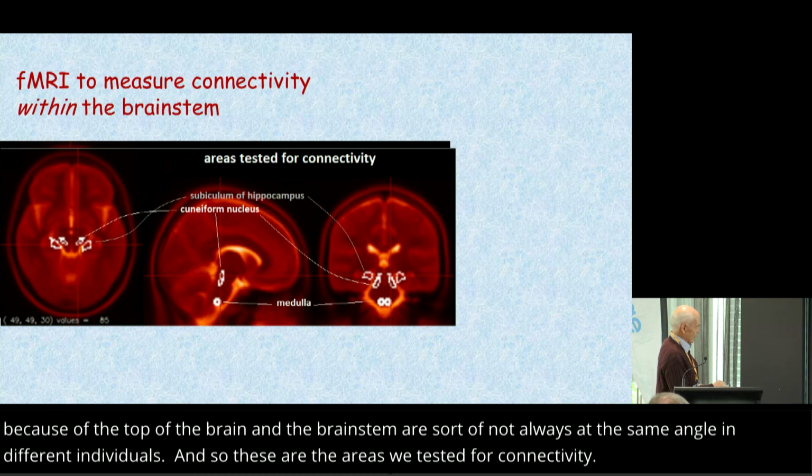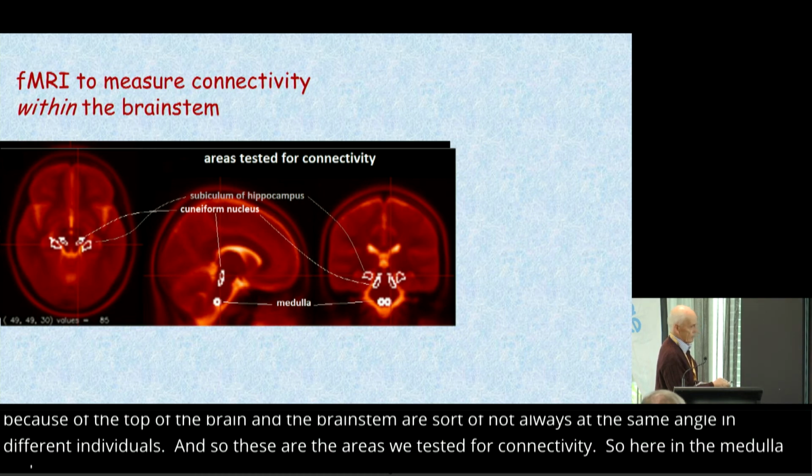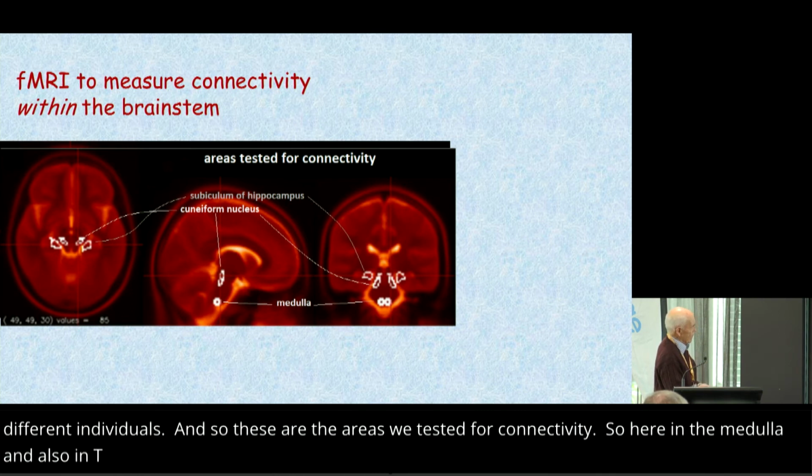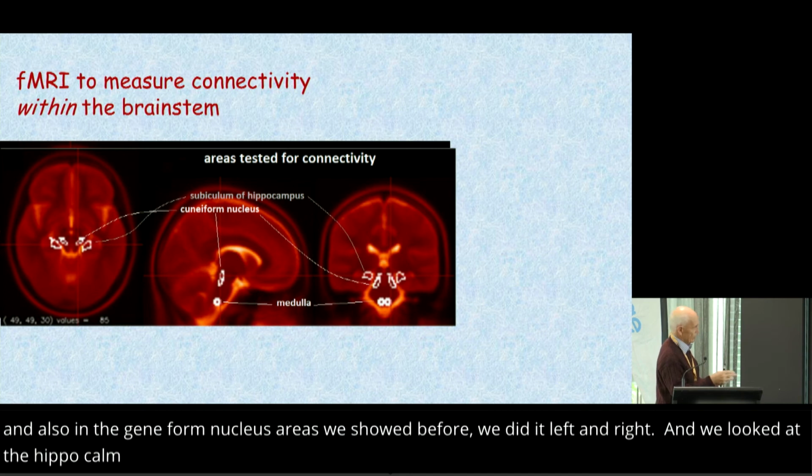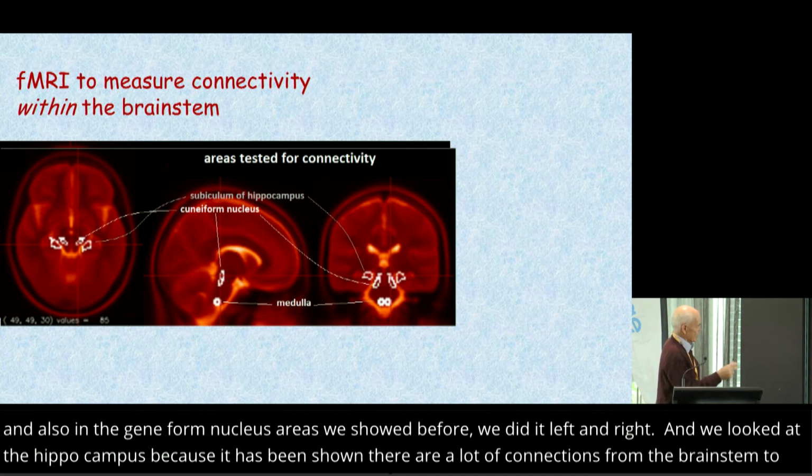So here in the medulla and also in the cuneiform nucleus, areas that we showed before were involved. We did it left and right for both. We also looked here in the subiculum of the hippocampus, because it's been shown there are a lot of connections from the brainstem into the hippocampus.